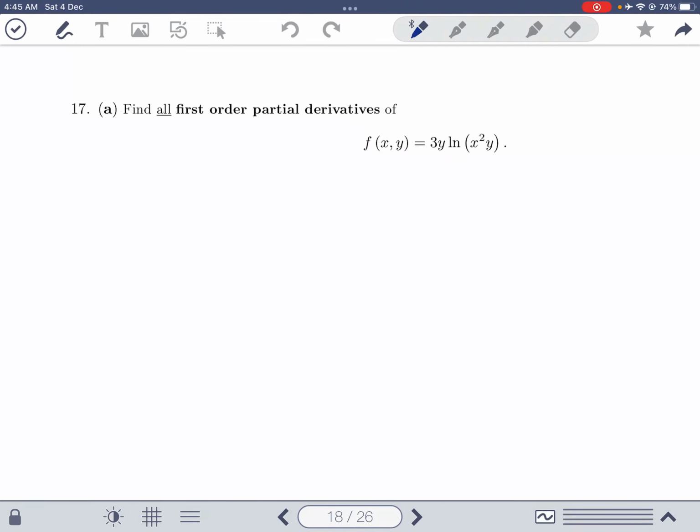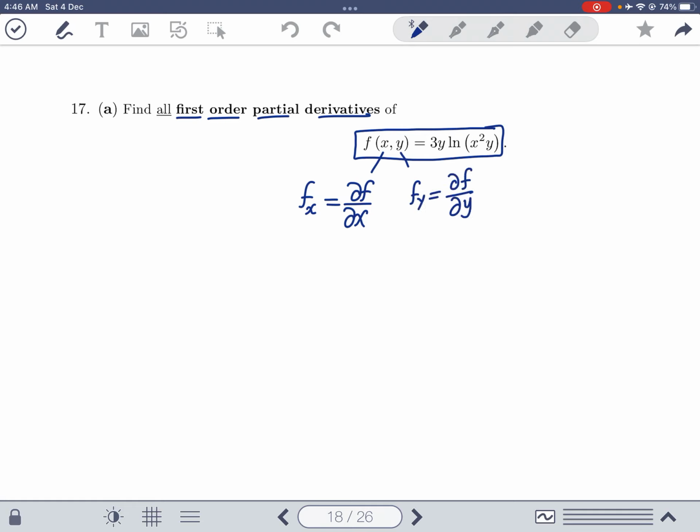Okay, in this question, part A, we need to find all first order partial derivatives of this function of two variables, x and y. So you need to find the partial with respect to x, which we can also write as partial of f with respect to x, and f sub y, which is the partial of f with respect to y. Those are the ones they asked us to evaluate.